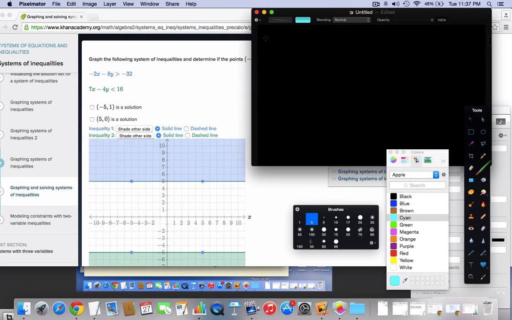So let's take the first inequality, the blue inequality, and I'm going to use a slightly different shade of blue so you can see it a little better. -2x minus 8y is greater than -32. So in order to convert this to slope-intercept form, all we have to do is solve for y. So we're going to add 2x to both sides, and that will give us -8y is greater than -32 plus 2x.